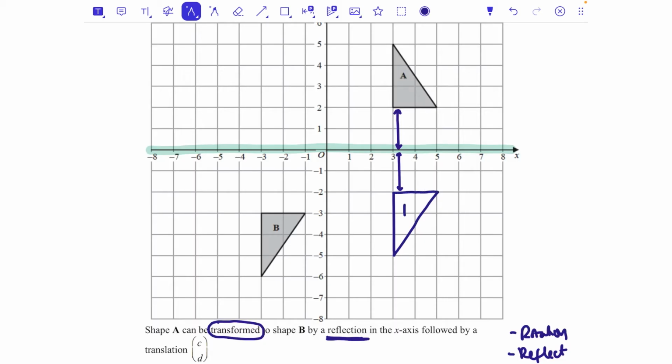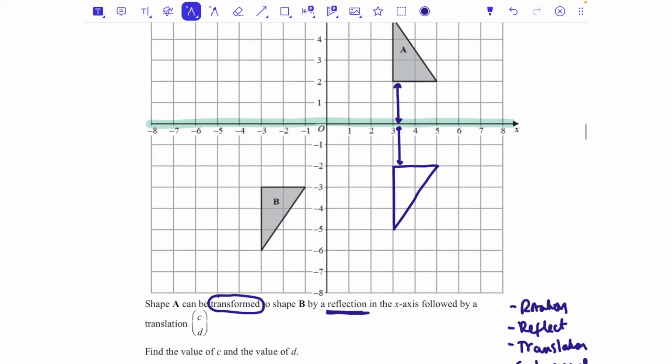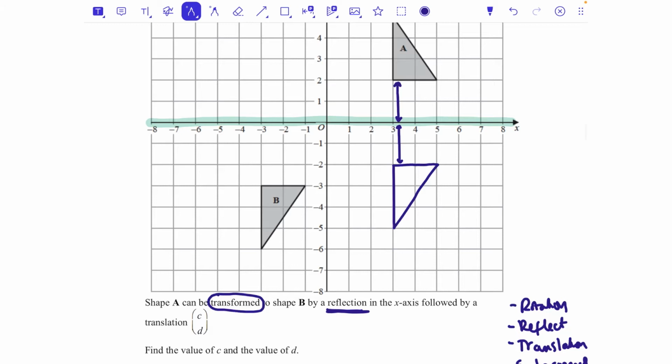So that's shape B. Shape A can be transformed to shape B by a reflection in the shape... Oh, that's not shape B. That is almost shape B. We've got to translate it now as well. So we've reflected it, and now we've got to do a translation. Now, translation is when it's just moved. Your top number in this vector is how much it moves left and right. Negative is left, positive is right. And the bottom number in the vector is how much it moves up or down. Positive is up, negative is down.